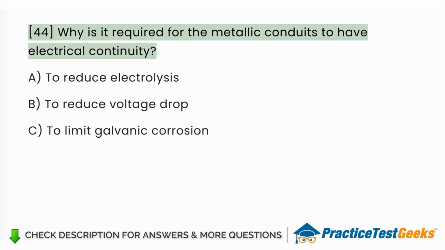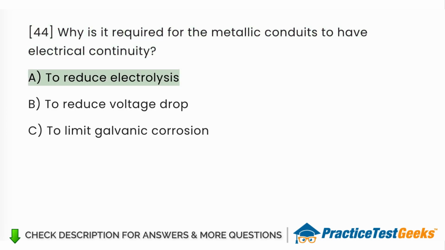Why is it required for the metallic conduits to have electrical continuity? A. To reduce electrolysis. B. To reduce voltage drop. C. To limit galvanic corrosion.